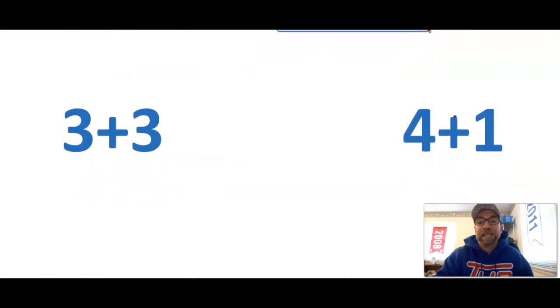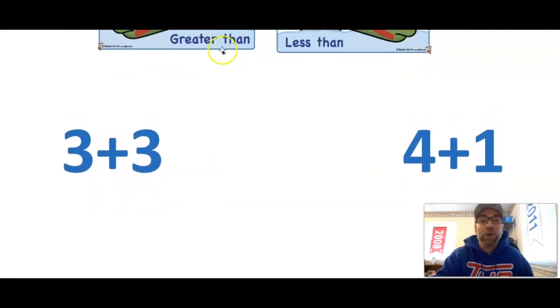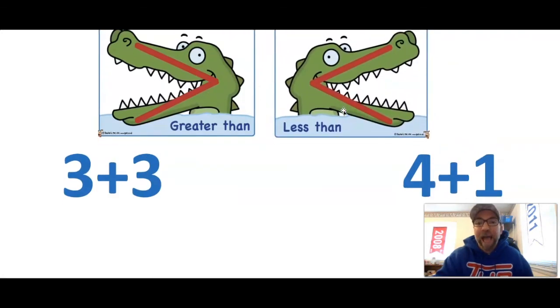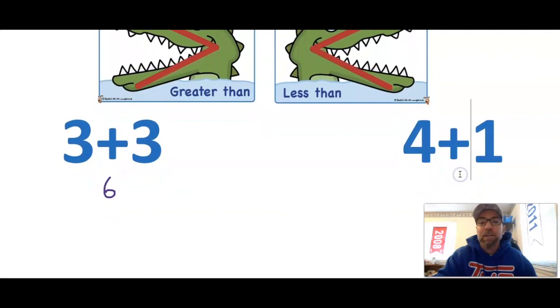Go ahead and erase your whiteboard and write down our new problems. This time we have facts on both sides of our whiteboard. 3 plus 3, 4 plus 1. I wonder which side the alligator is going to want to eat. Well, we have to solve some of our problems. 3 plus 3 equals 6. 4 plus 1 equals 5. Which side does the alligator want to eat?